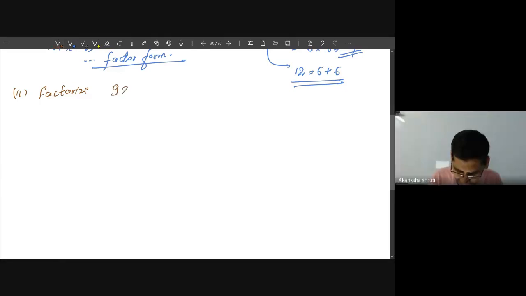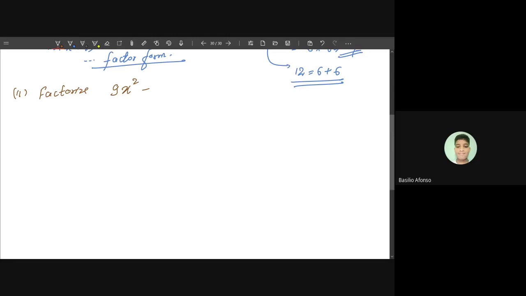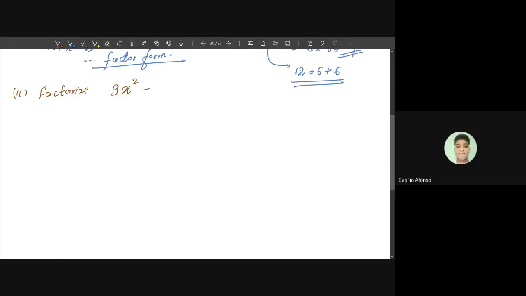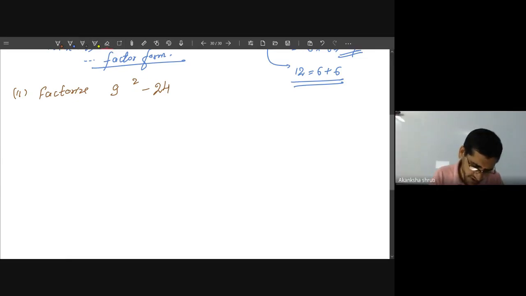9y square minus 24y plus 16. Take this in terms of y if you want y: 9y square minus 24y plus 16. You have to factorize this. Students, please do it quickly and tell me.